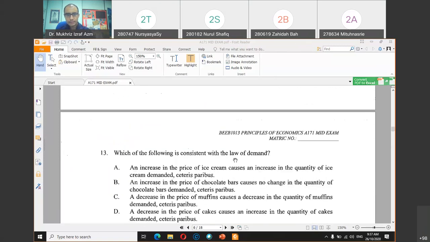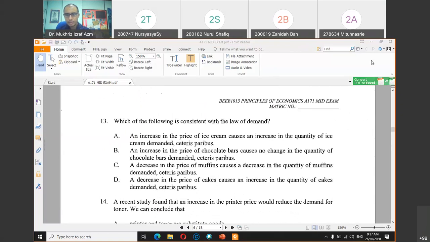And then 13. This has to do with your demand and supply topic. What is consistent with the law of demand? I see that you chose B, a decrease in the price of cake causes an increase in the quantity of cakes demanded. That should be the correct answer.